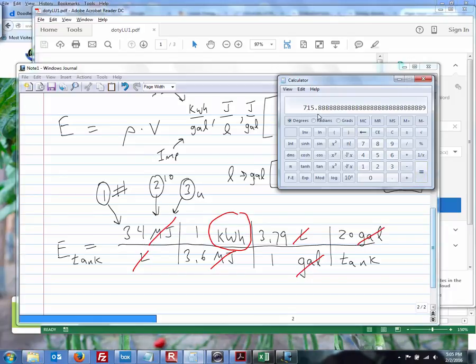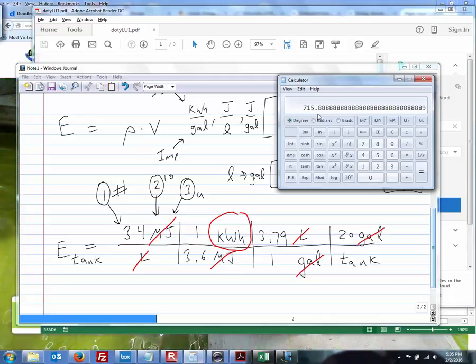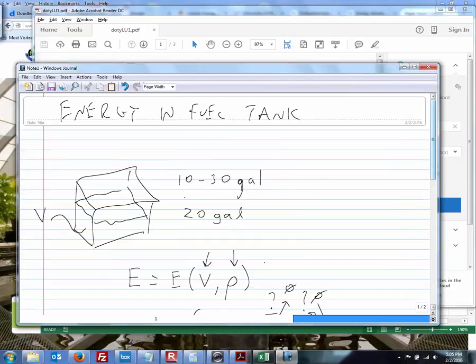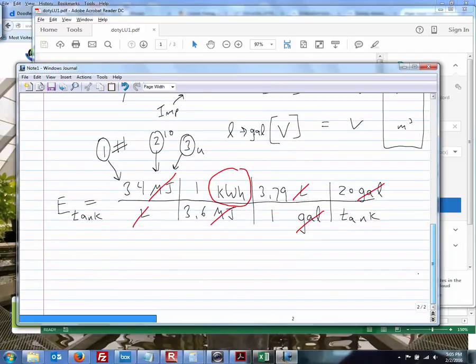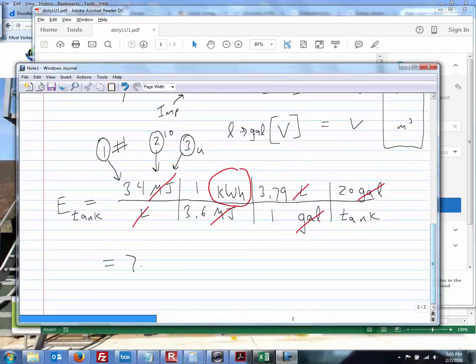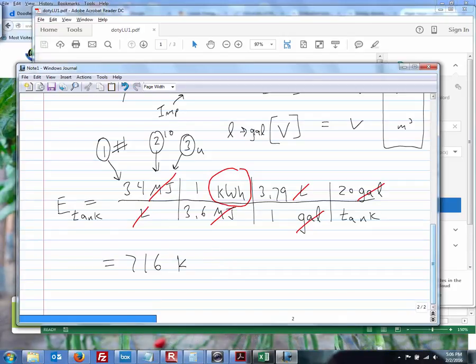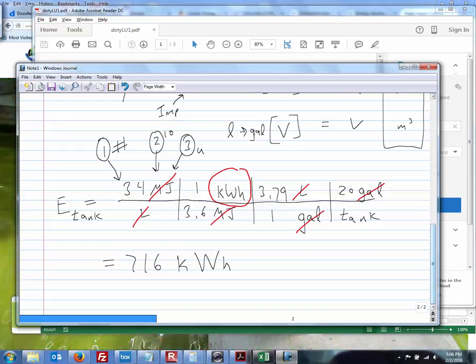So I'm looking at 716 kilowatt hours. Tell me what you get, Joe. Same thing. Okay. So 716 kilowatt hours. Let's come down here and write that out. Equals 716 kilowatt hours. Now, I'm going to rewrite that a little bit because I want to be kind of picky about this. This should be a lowercase k for kilo, uppercase W for watts, and lowercase h for hours. That's the proper way to write it.